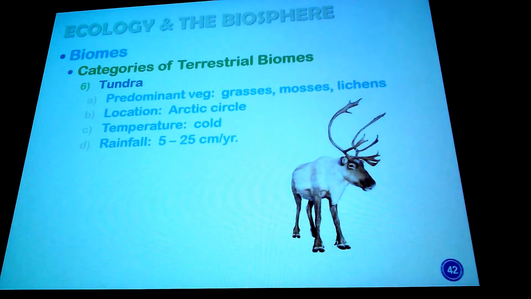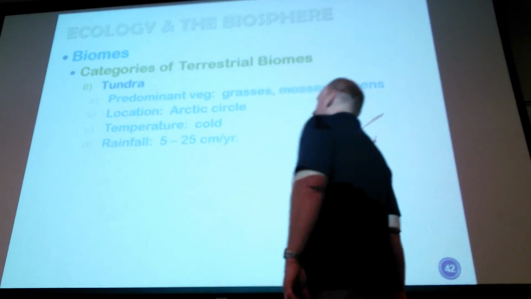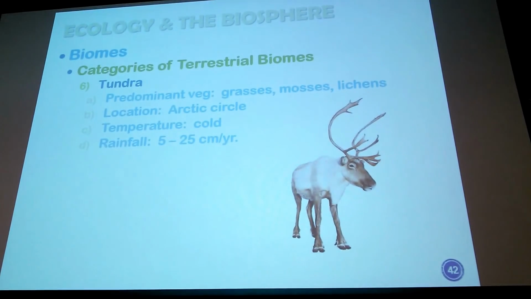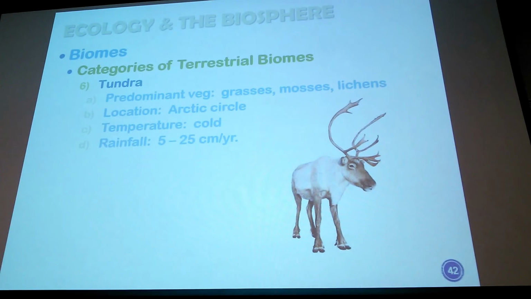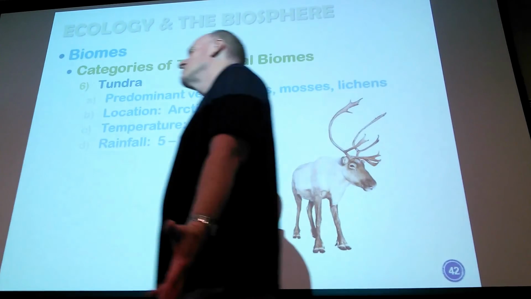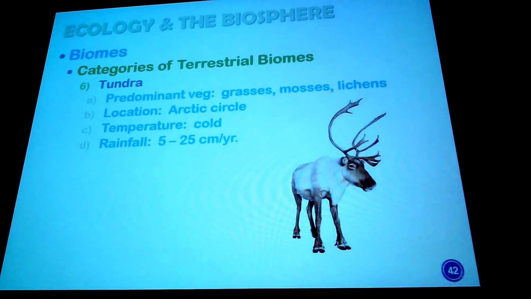Last one is the tundra. Predominant vegetation, grasses, mosses, lichens. Location, Arctic Circle. Temperature, cold. Check out the amount of rainfall. Like I said, the desert's not the driest place, it's the tundra. And you're probably sitting there thinking, wait a second, I've seen tons of pictures of the Arctic Circle, of tundras, and they always have snow and ice on the ground. That snow and ice has been there for a long time. It doesn't melt, at least not that much. So 5 to 25 centimeters per year is all they get. So we are not the driest. The tundra is actually the driest.